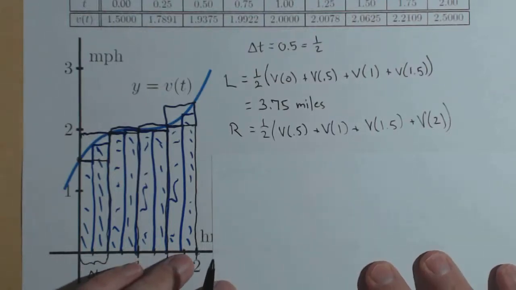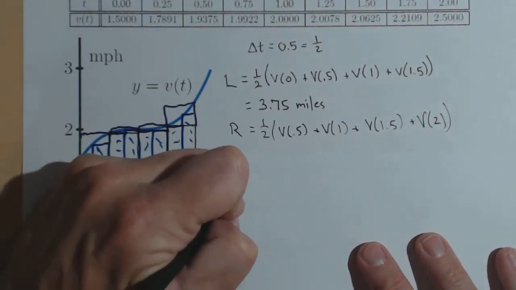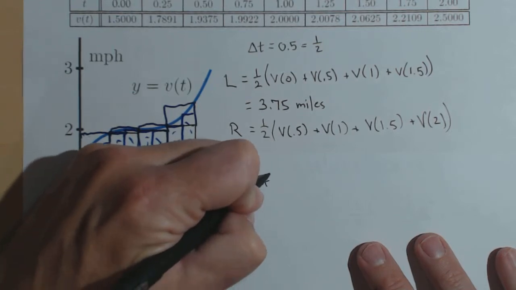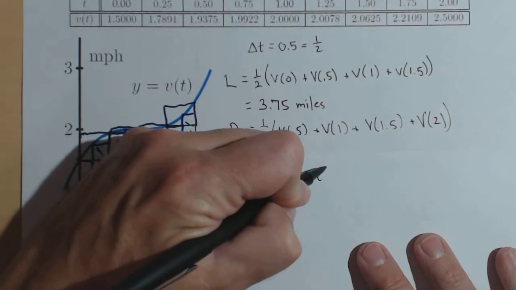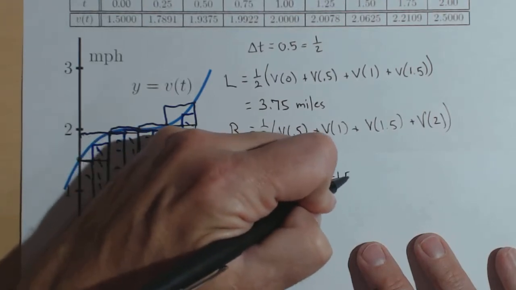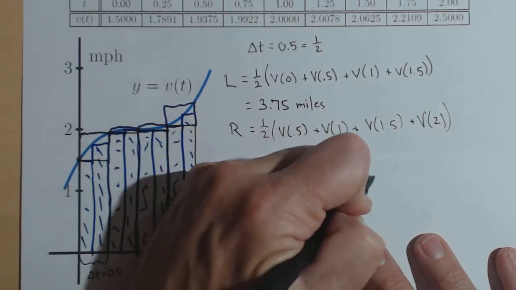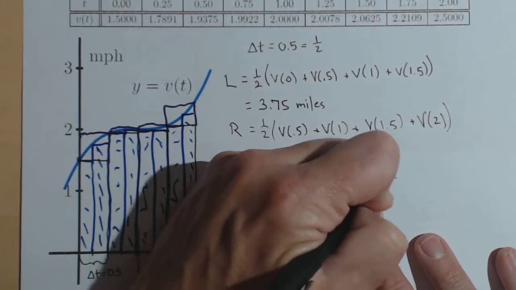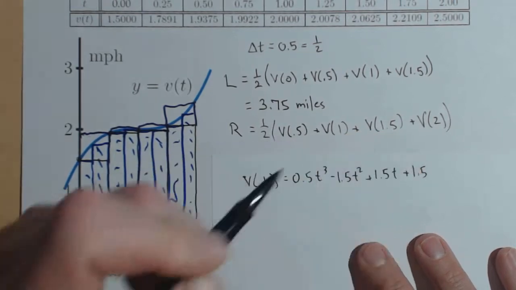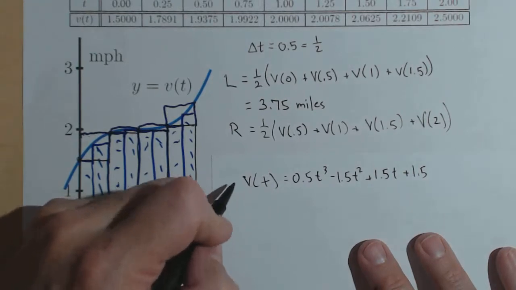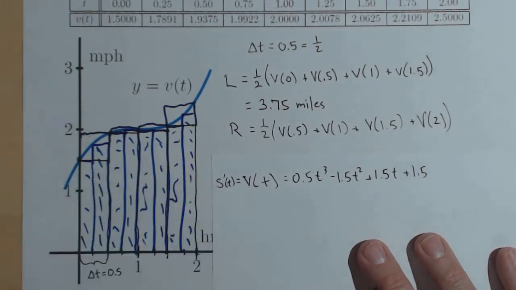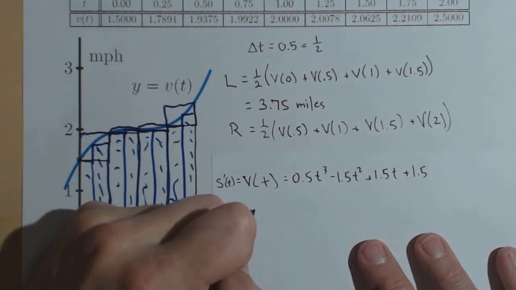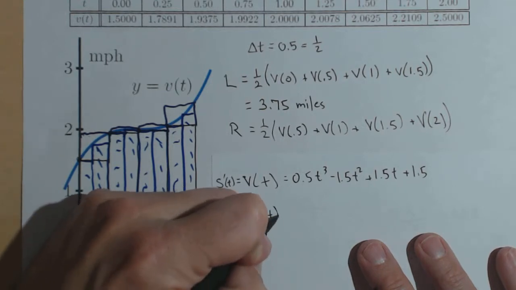In the second half of activity 4.1, they give us the function for velocity. V of t equals 0.5 t cubed minus 1.5 t squared plus 1.5 t plus 1.5. And they also remind us that v of t is the derivative of s of t. So we're going to use those facts to figure out a function that could be s of t.